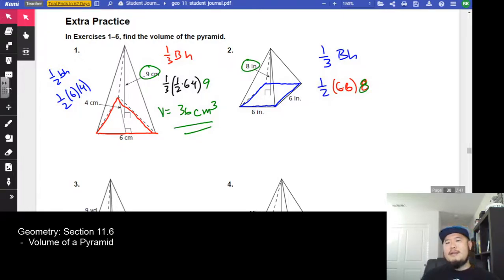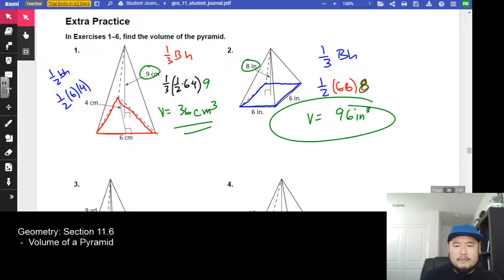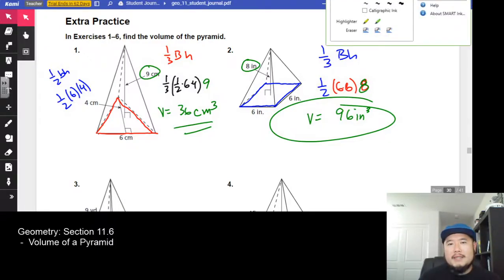Multiply those things together, you get your answer. Right, 6 times 6, 36. Take a third of that, 12. Multiply it by 8, and right here, let's get our volume. Ends up being 96, and then we have inches cubed. So the only trick here is making sure you recognize what type of base your pyramid has.